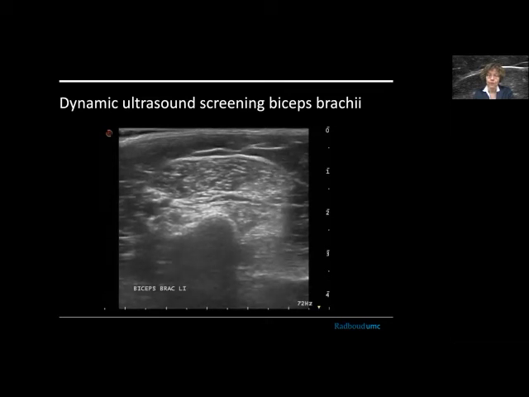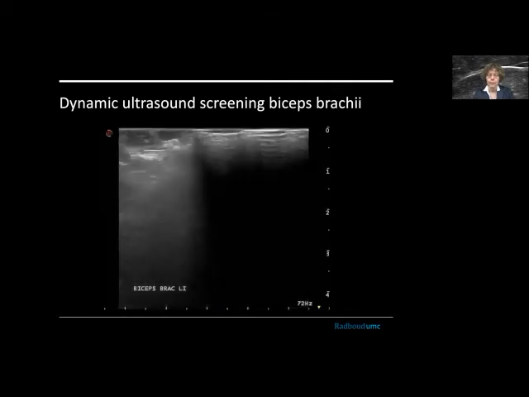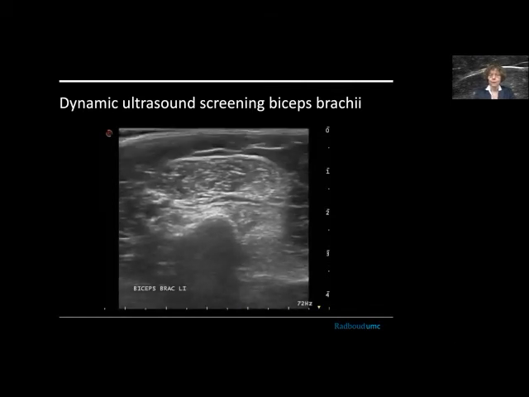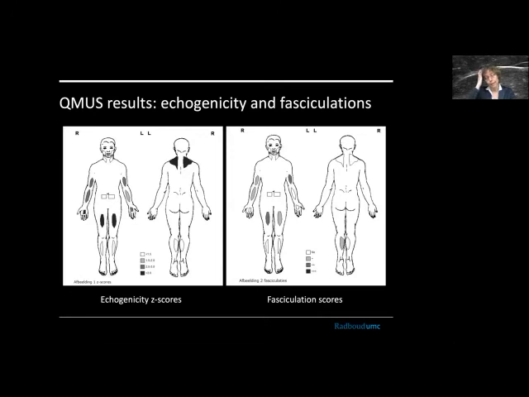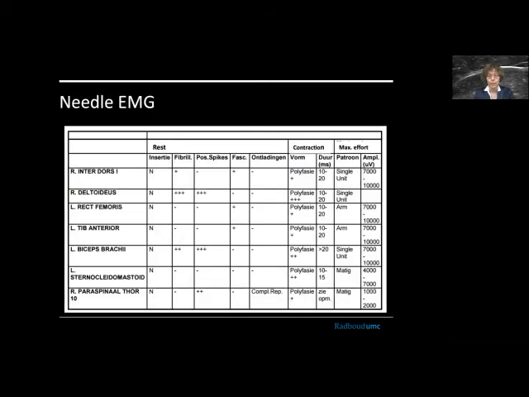Of course, you see a pulsating vessel there, but also these tiny jerky movements. So with this clinical phenotype and the results of the ultrasound screen, as shown here, both echogenicity on the left and fasciculation counting on the right, we had a clear suspicion in this lady of a motor neuron disease. And in our practice, we are used to always combining needle EMG and ultrasound for these cases, because that will give you the best diagnostic results.